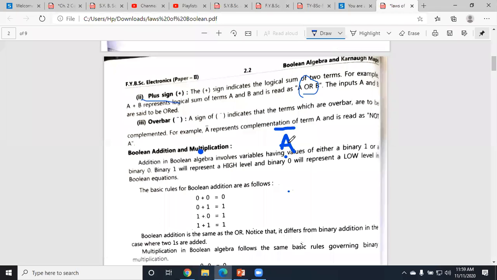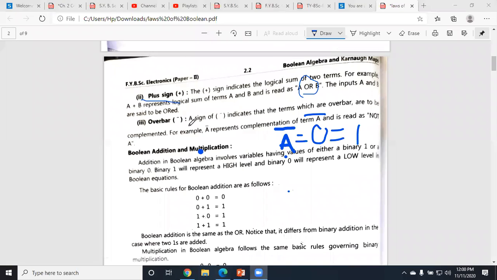Inversion. Simply, this is nothing but your inversion. Whatever the value of A you have, suppose A is equal to 0, how do we write this? 0 bar. And what is the answer of this? 1. It is nothing but simply inversion, or complement, you may say.